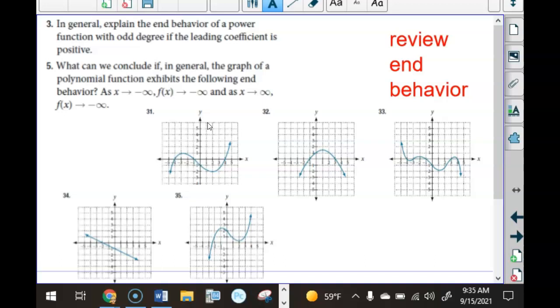It says, in general, explain the end behavior if it has an odd degree with a leading coefficient that's positive. That's the first question up here. Does anybody remember? We have not done a lot of this, so I get it if you can't remember.